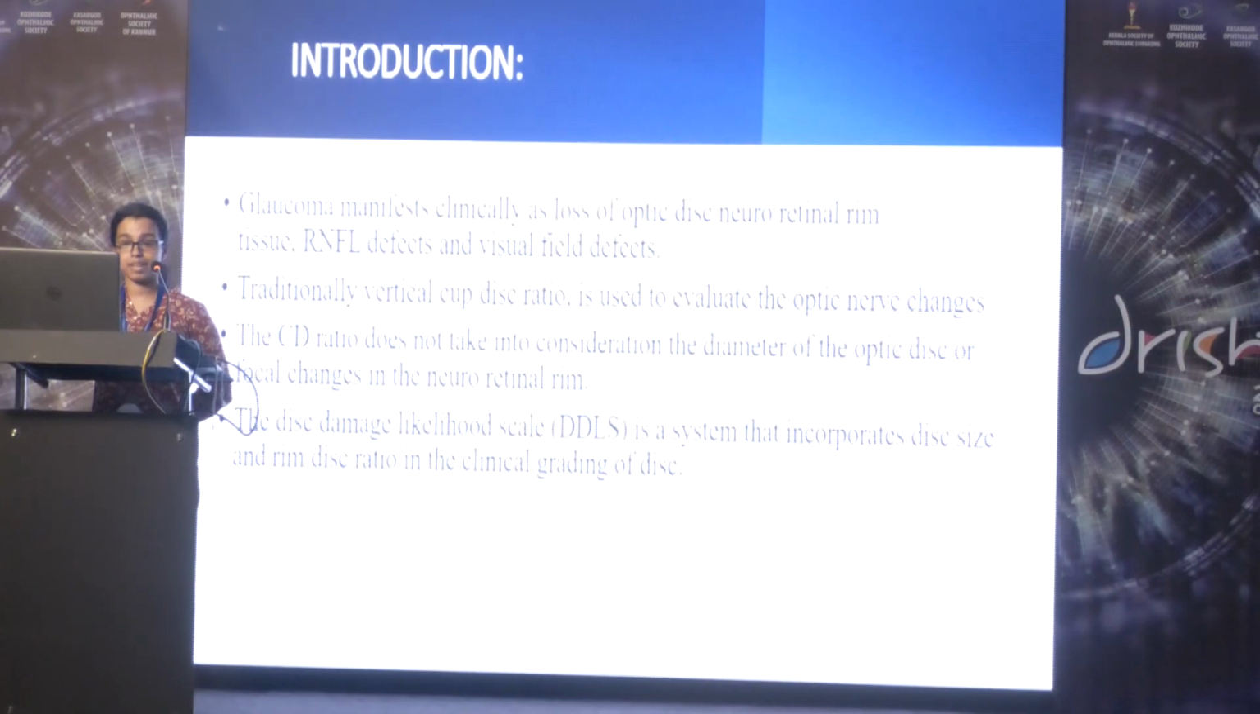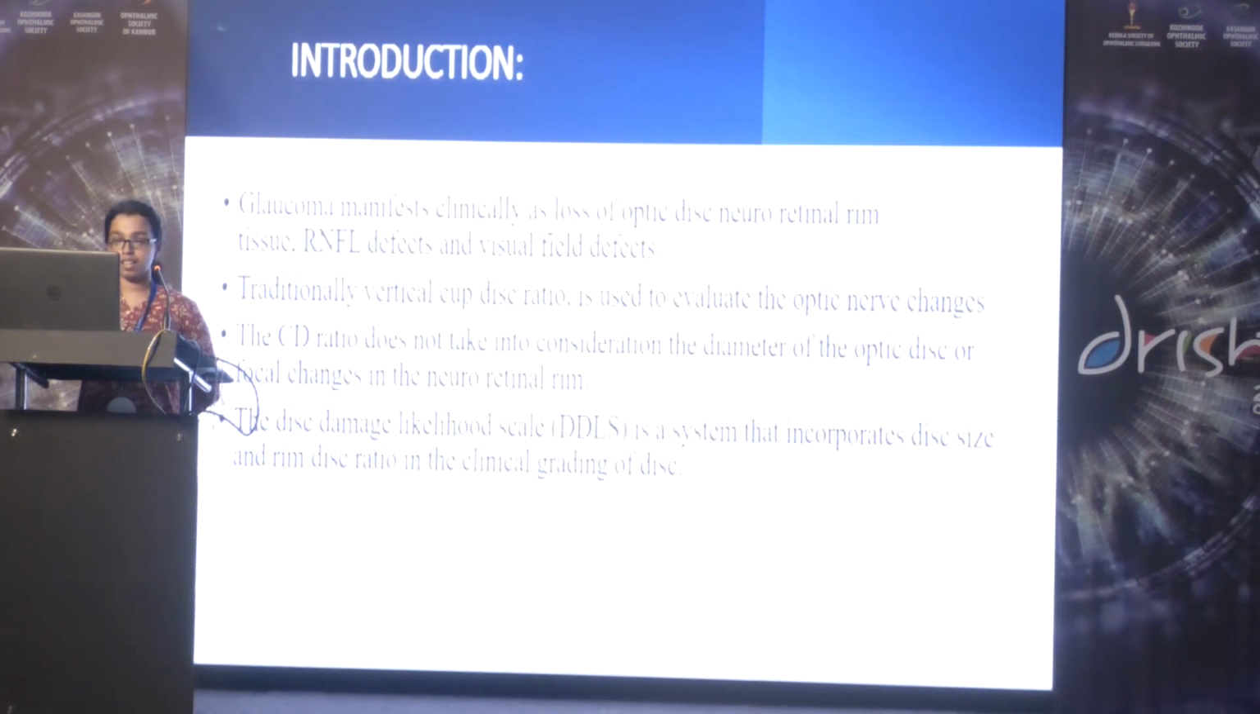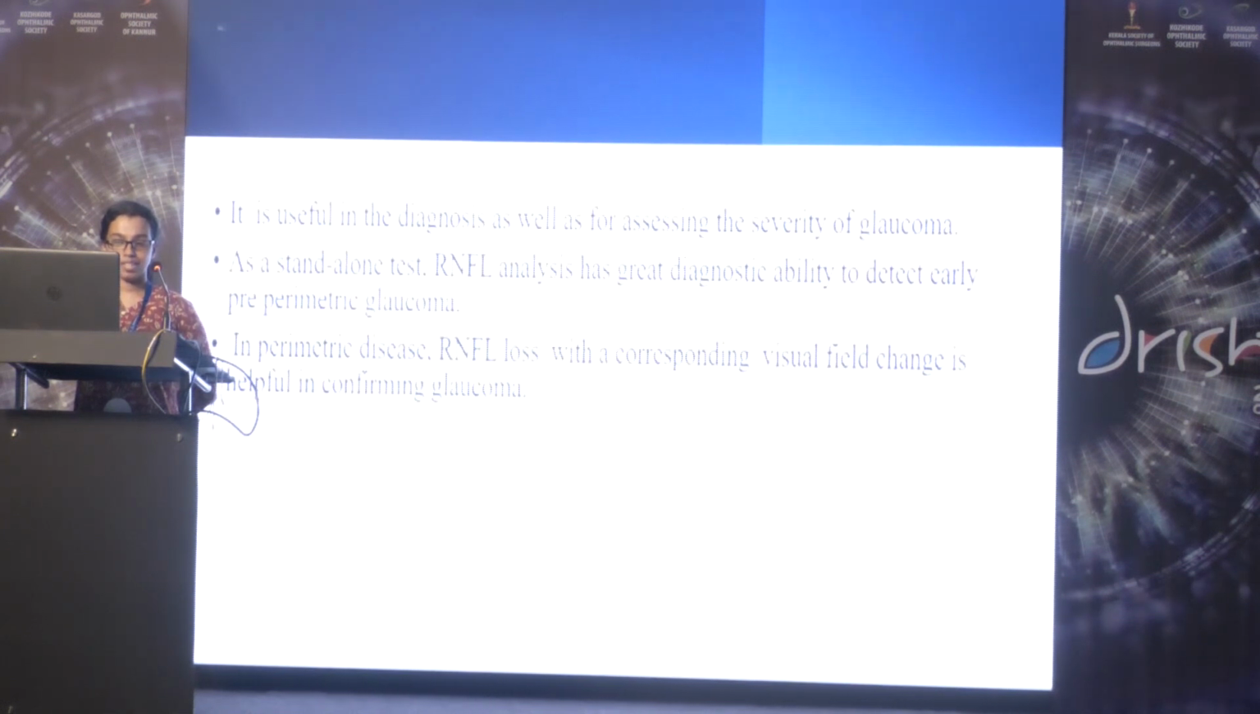Introduction. Glaucoma manifests clinically as a loss of optic disc neuronal rim tissue, RNFL defects and visual field defects. Traditionally, vertical CD ratio is used to evaluate the optic nerve changes. The CD ratio does not take into consideration the diameter of the optic disc or focal changes in the neuroretinal rim. The disc damage likelihood scale is a system that incorporates disc size and rim disc ratio in the clinical grading of the disc. It is useful in diagnosis as well as for assessing the severity of glaucoma.